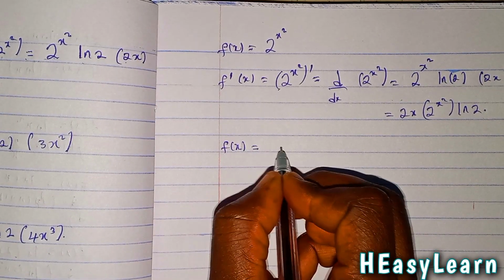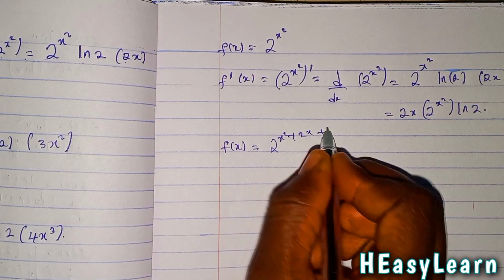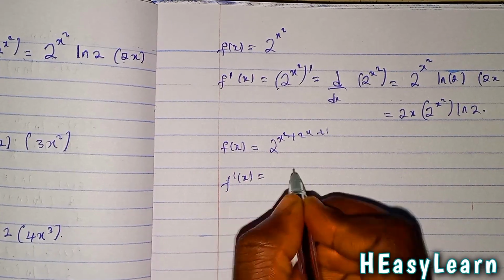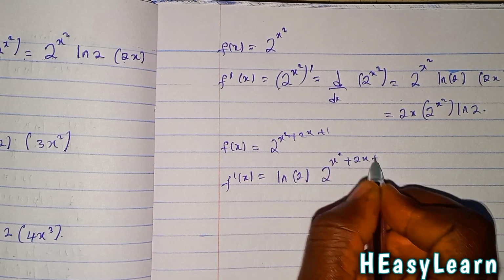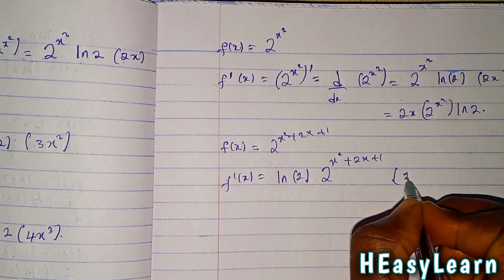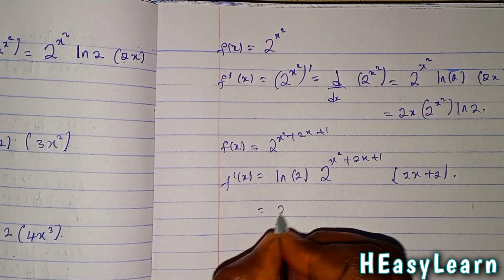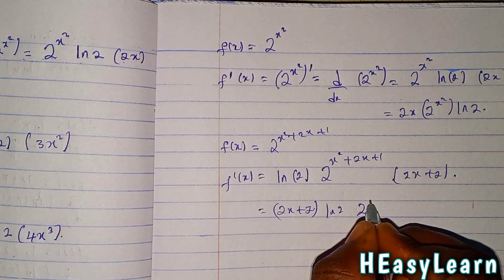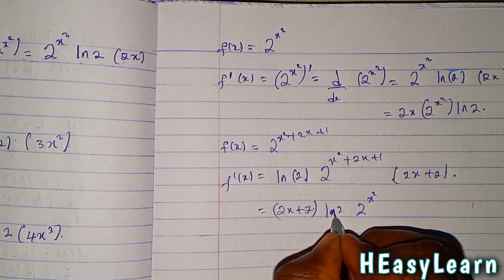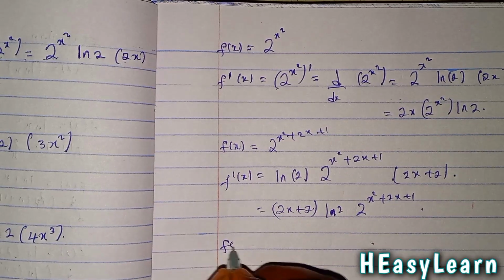F of x equals 2 to the power of x squared plus 2x plus 1. The derivative of this function is ln of the base. Keep the function multiplied by the derivative of the power by first principle. Ln 2 to the power of x squared plus 2x plus 1.